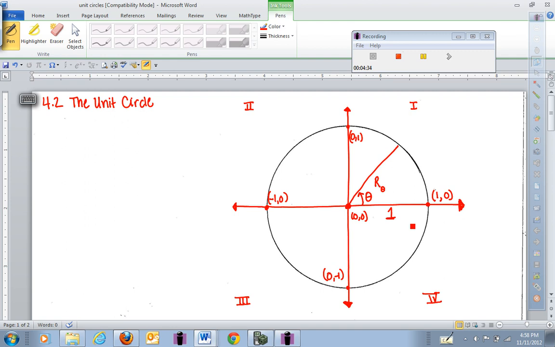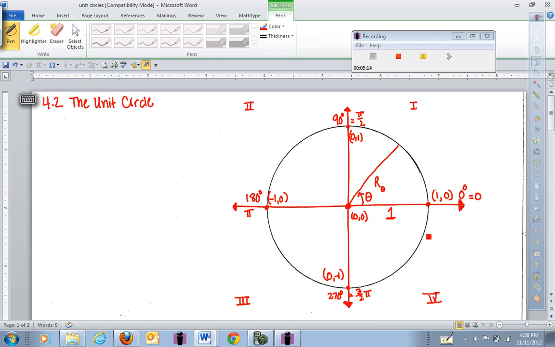Okay, in terms of the measure of this angle right here, this is 0 degrees, and it's also 0 radians, isn't it? At the top up here, we're at 90 degrees, which is pi over 2 in radians, right? Over here we're at 180 degrees, which remember is pi radians. And down here at the bottom we are at 270 degrees, which is 3/2 pi in radians.